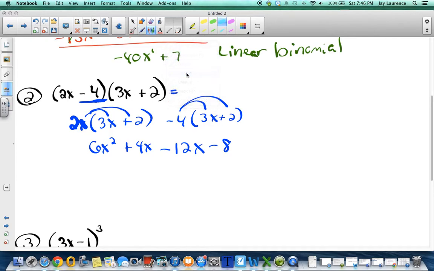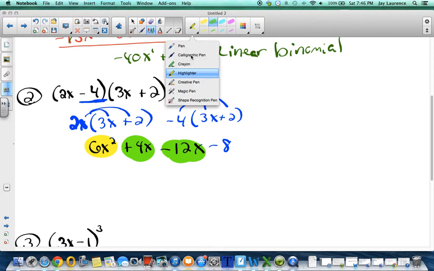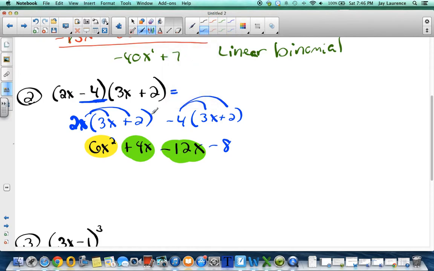All right, and I'm going to highlight my like terms. Oop, I don't have any other x squareds. I've got 4x and a minus 12x, and that negative 8 I'm not going to highlight because he doesn't have anybody to go with either. So I'm going to have 6x squared minus 8x minus 8.